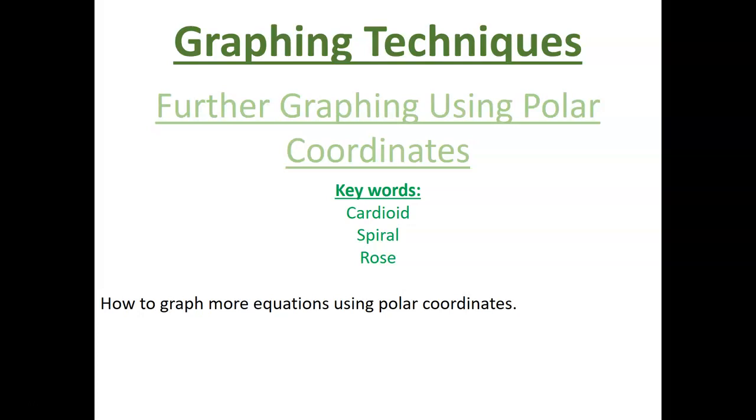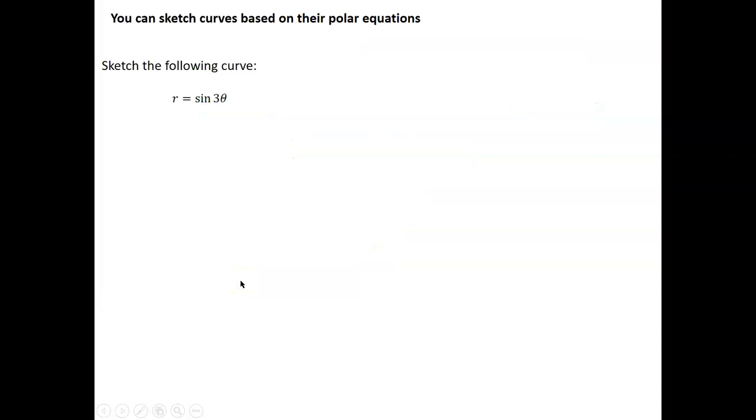So today we're going to have a look at a few more different types of graph that we can draw using polar coordinates, in particular the cardioid, spiral and rose. So let's start with the graph of r equals sin 3θ.